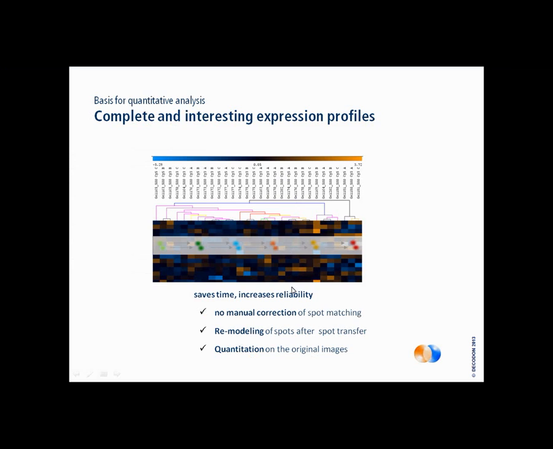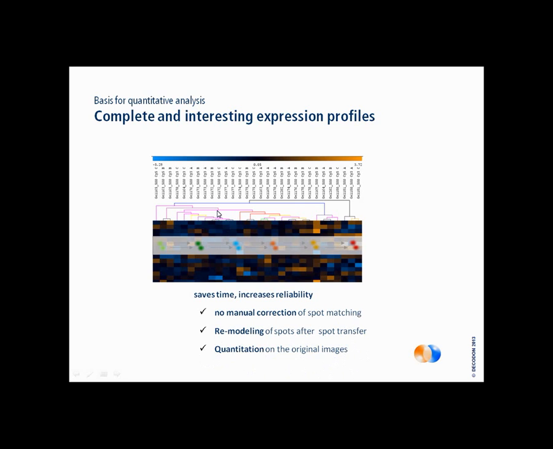Yeah, this is what I wanted to show in Delta 2D. Our approach with these two steps, warping images and then fusing images and doing the spot detection on just one fused image, transferring the spots then, resulting in complete expression profiles, saves a lot of time, and it is increasing the reliability a lot because you don't have missing values. And a remodeling of spots is done because this is also increasing your confidence into what you get. And the quantitation is always done on original unwarped images. We can always go back to the images as they come from your imaging device.